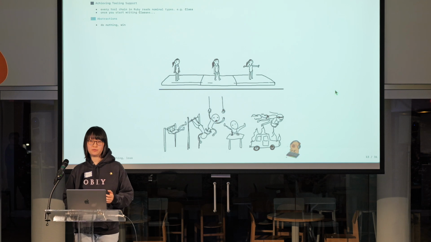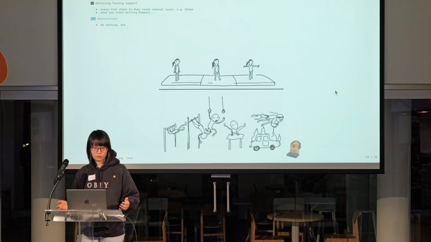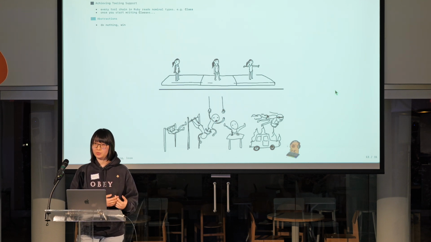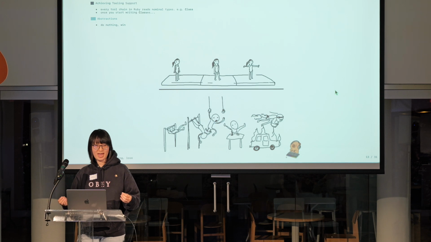In order to achieve this nice level of editor support, we need to build our own class abstraction on top of just the data shapes, because all of Ruby's tooling uses classes. The issue with abstractions is that a lot of times they're anti-helpful because they're overly abstracted. They have impedance mismatch with their code.